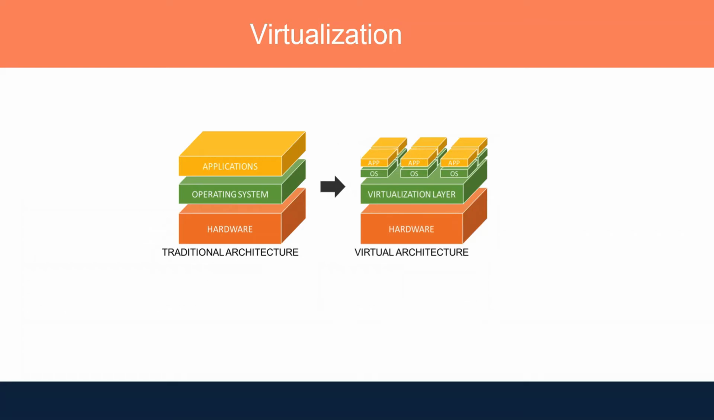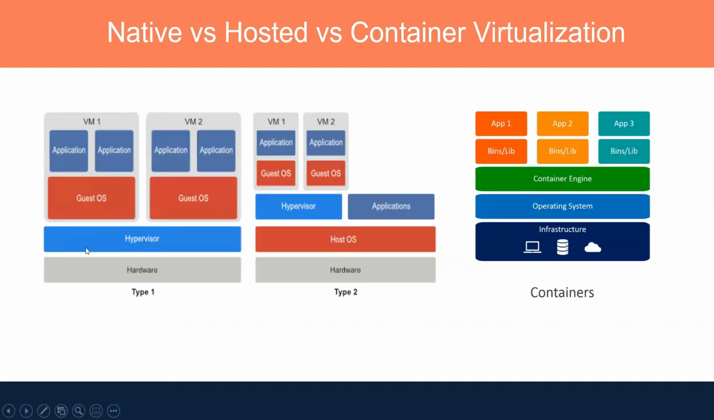So virtualization is nothing but a technique which allows you to create multiple machines on top of a physical hardware. So on the physical hardware, you can create multiple machines. Okay, so that's the virtualization technique. There are three types of virtualization you can see: type 1, type 2, and container type of virtualization, which can be referred to as type 3.